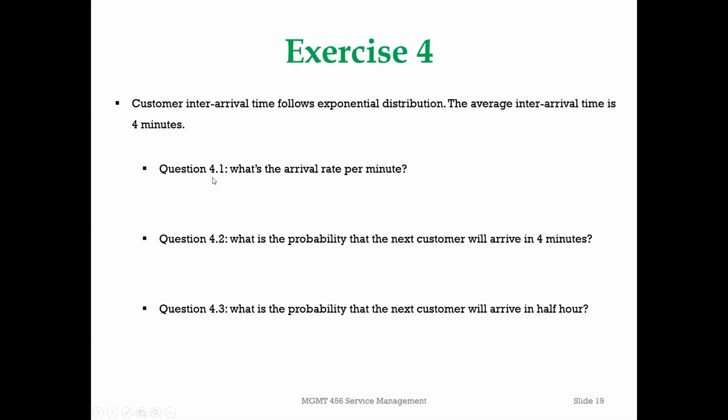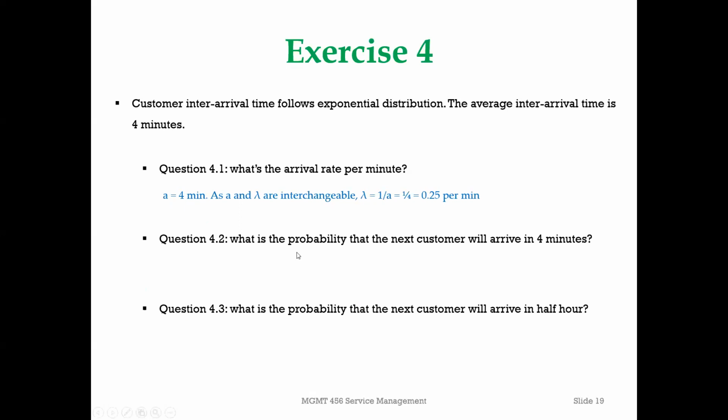So let's look at question 4.1. What is the arrival rate? The arrival rate per minute. Arrival rate per minute, talking about lambda, but it's a per minute lambda. So we know A is equal to 4 minutes. That's from the question. Average interarrival time 4 minutes. As A and lambda are interchangeable, we want to go from A to lambda. So lambda is equal to 1 over A, so 1 over 4. So you get 0.25 per minute. So that is the arrival rate per minute.